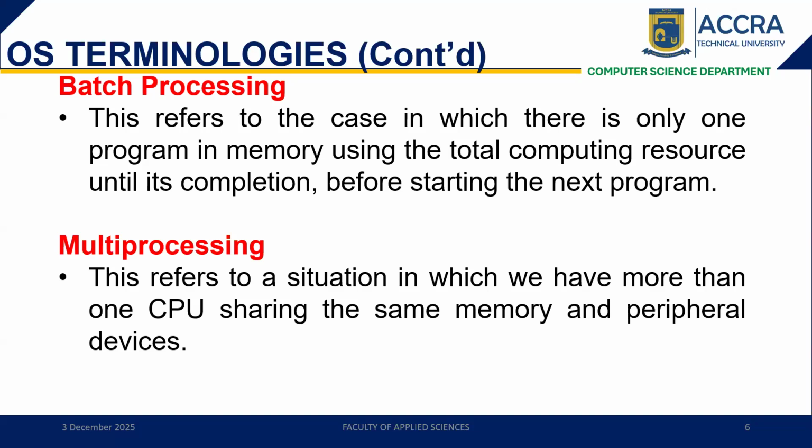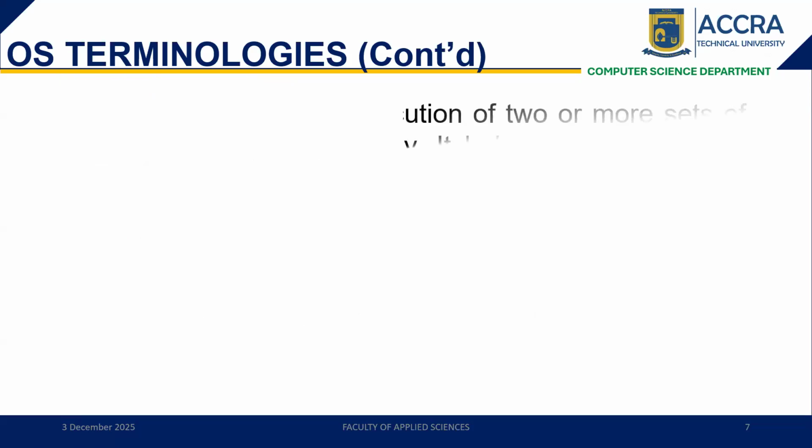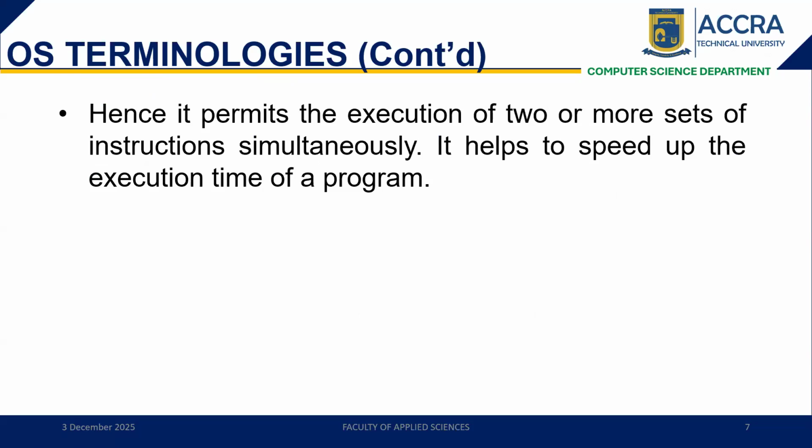Batch processing means that until process A is done, process B cannot come in and then continue. So obviously, from these definitions, we see that multiprocessing is, of course, faster when it comes to processing different aspects of instructions that a user will give to a computer or data that will come from a user. So multiprocessing permits execution of two or more sets of instructions simultaneously.